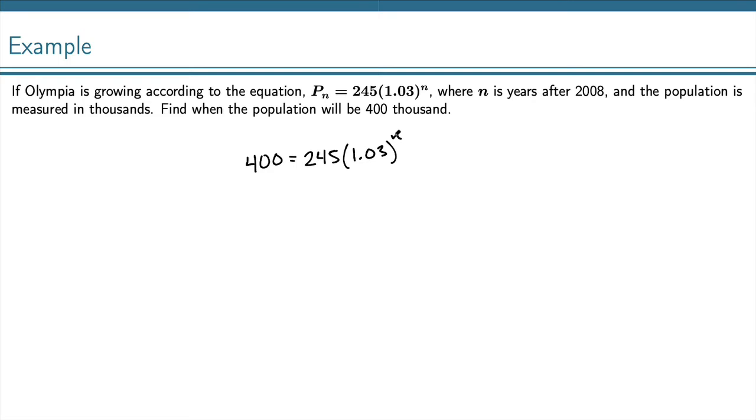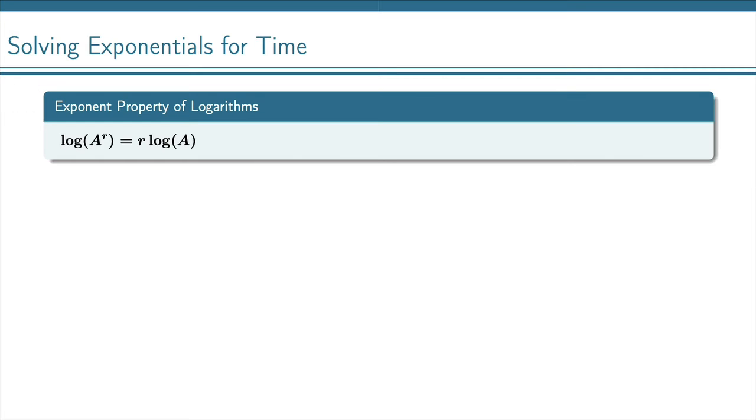To solve for the exponent here, we know that we're going to have to first divide by the 245. So 400 divided by 245 equals 1.03 to the n. But now we need to get that exponent out. And this is where we need to review something that we've seen in the past, which is logarithms. In solving an exponential for the time, which is the exponent, we need this property of logarithms. The log of a to the r is equal to r times the log of a.